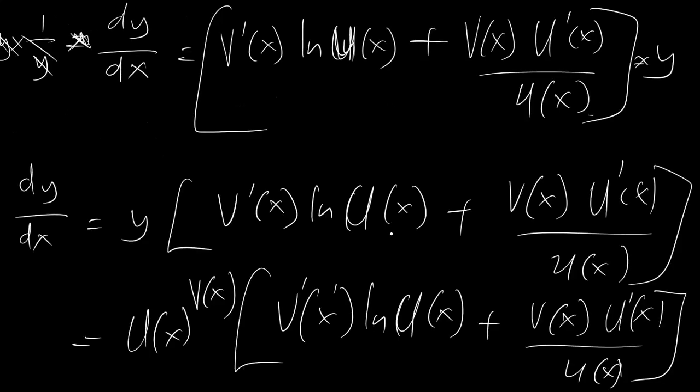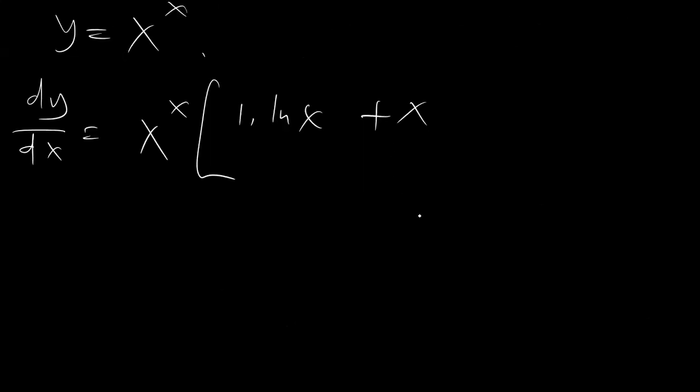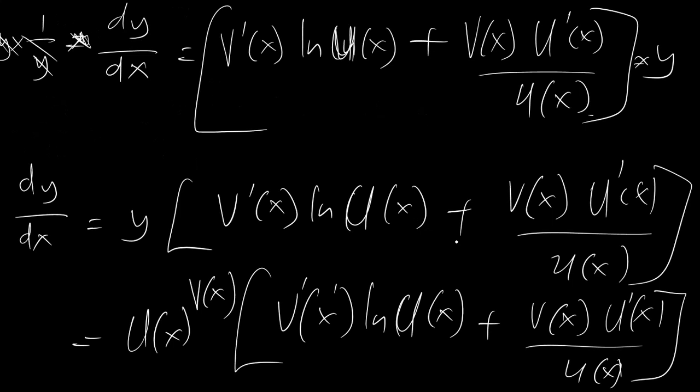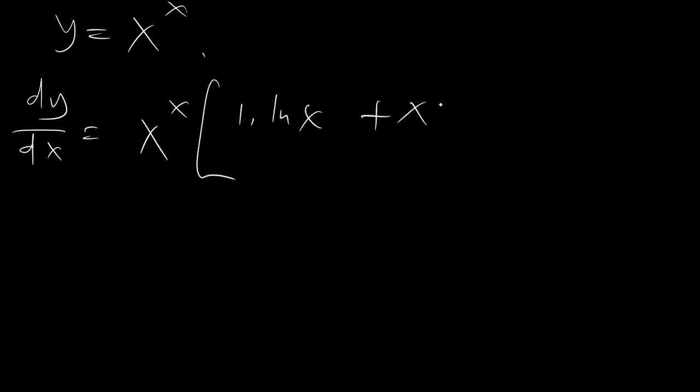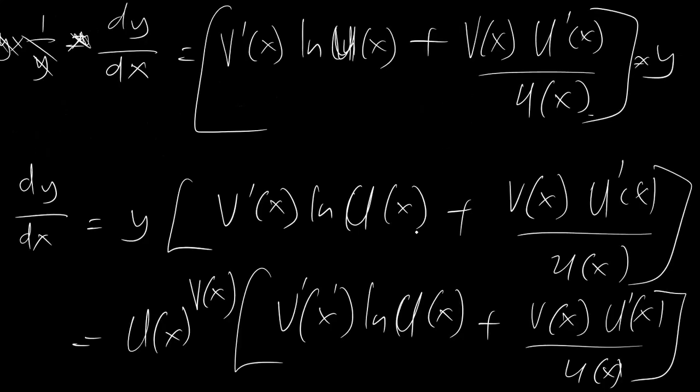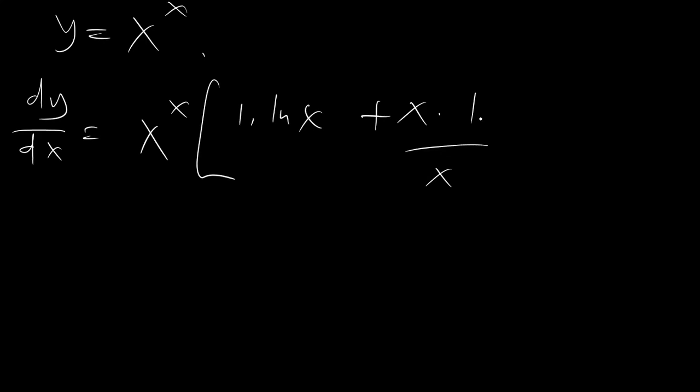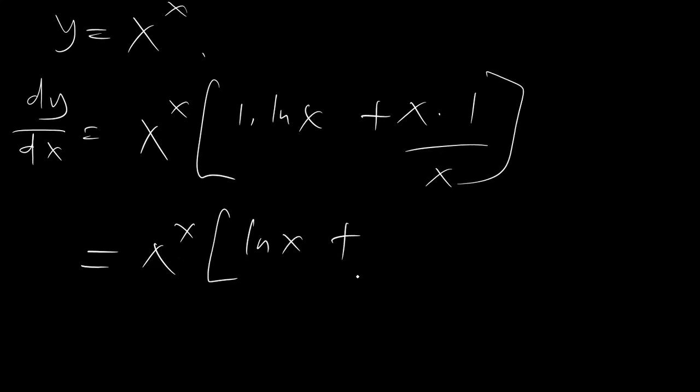plus v of x is x, the derivative of ln x is 1 over x. So you have ln of x plus, this x will cancel this, you have 1. So this is the final answer for this.